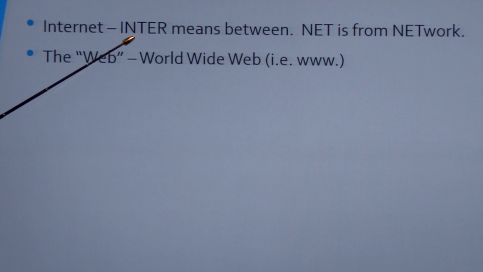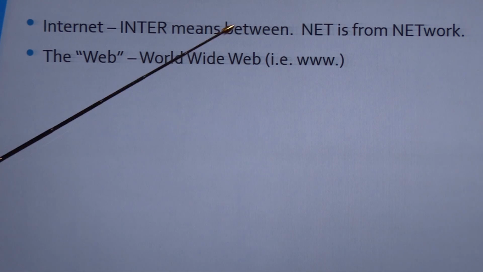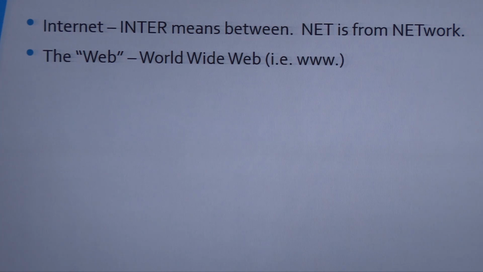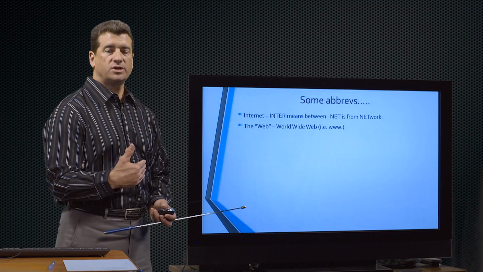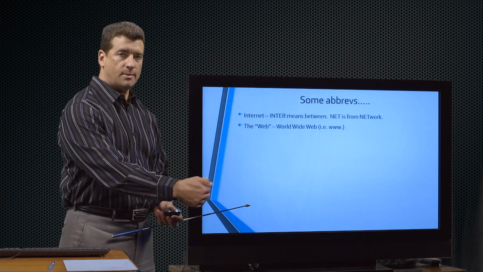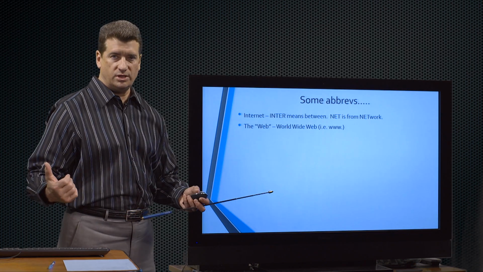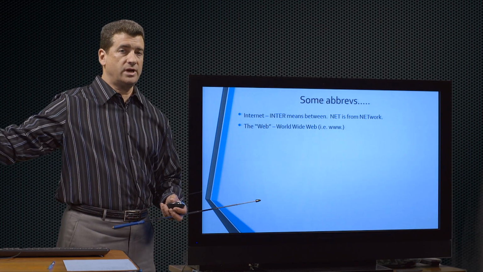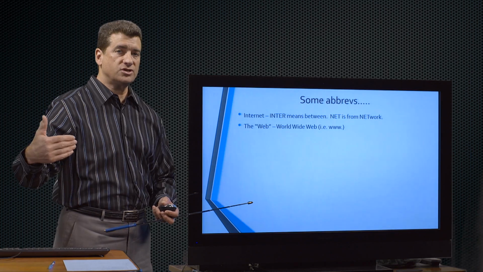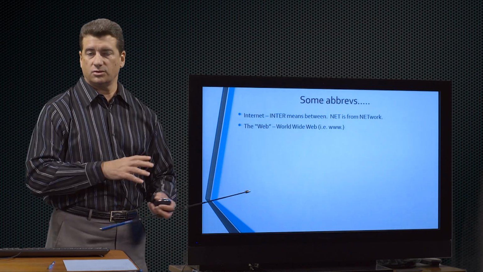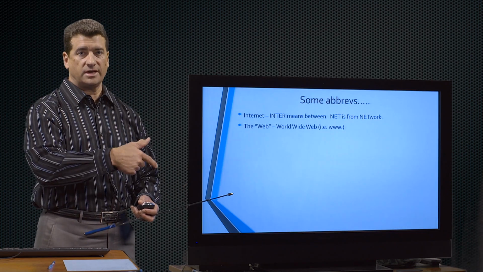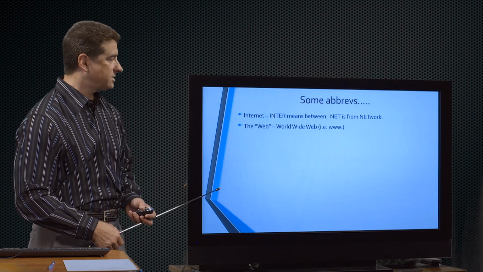A couple other abbreviations he talked about briefly: where did the word internet come from? It came from the prefix inter, which means between. If this was an economics class and we were talking about interstate commerce, we're talking about businesses between the states. Or our own street out here called I-10, Interstate 10. It's a road that goes all the way across the states. In fact, it goes from the west side to the east side of the United States.